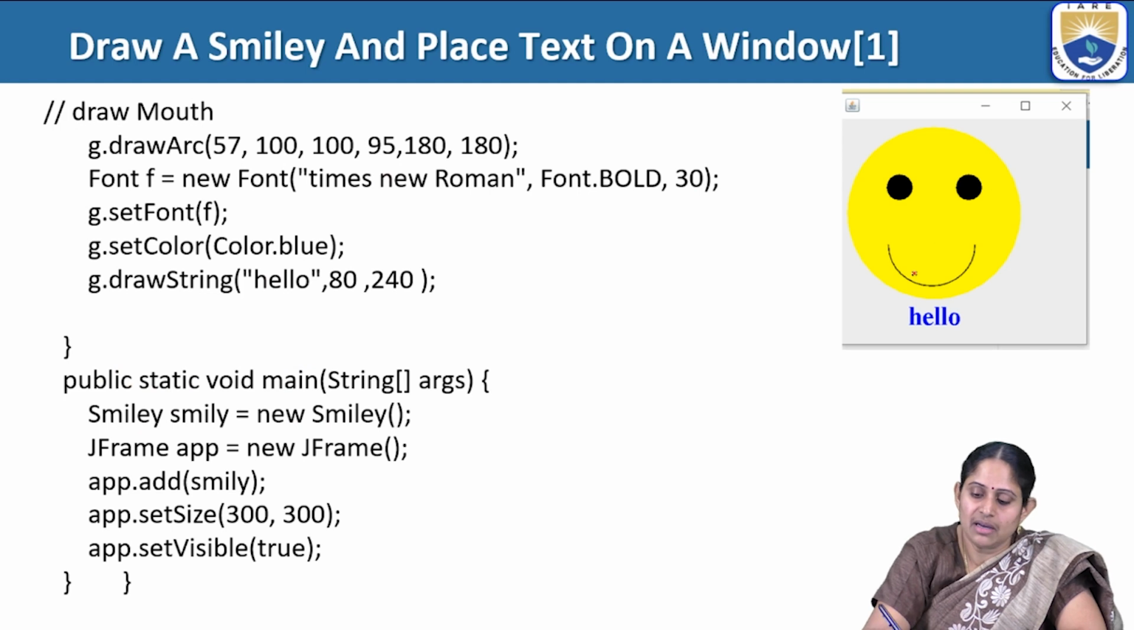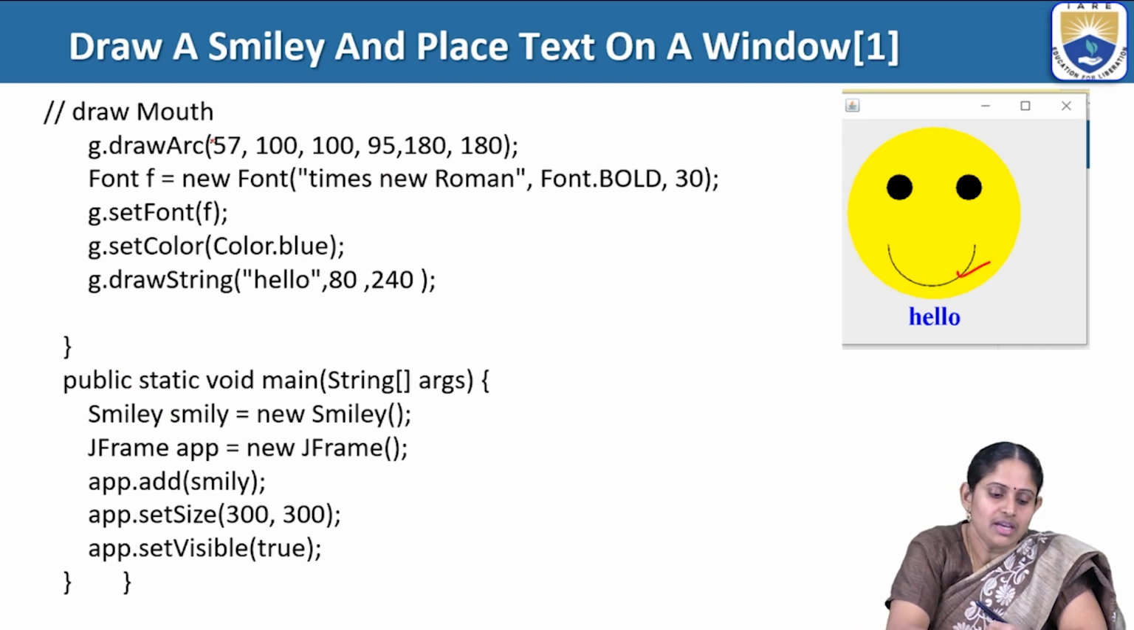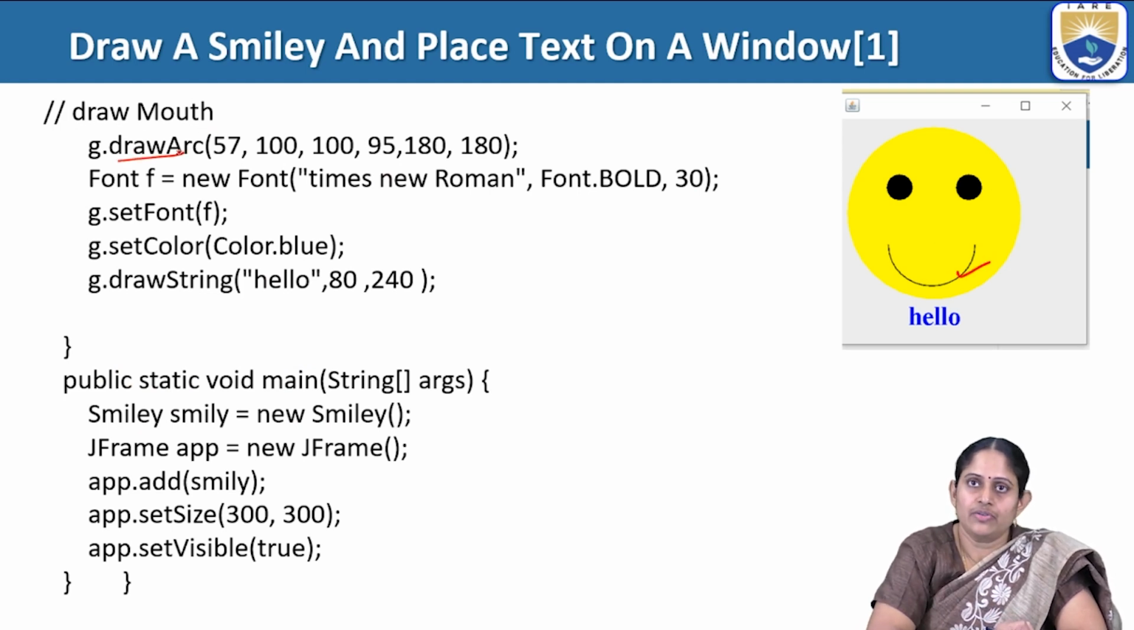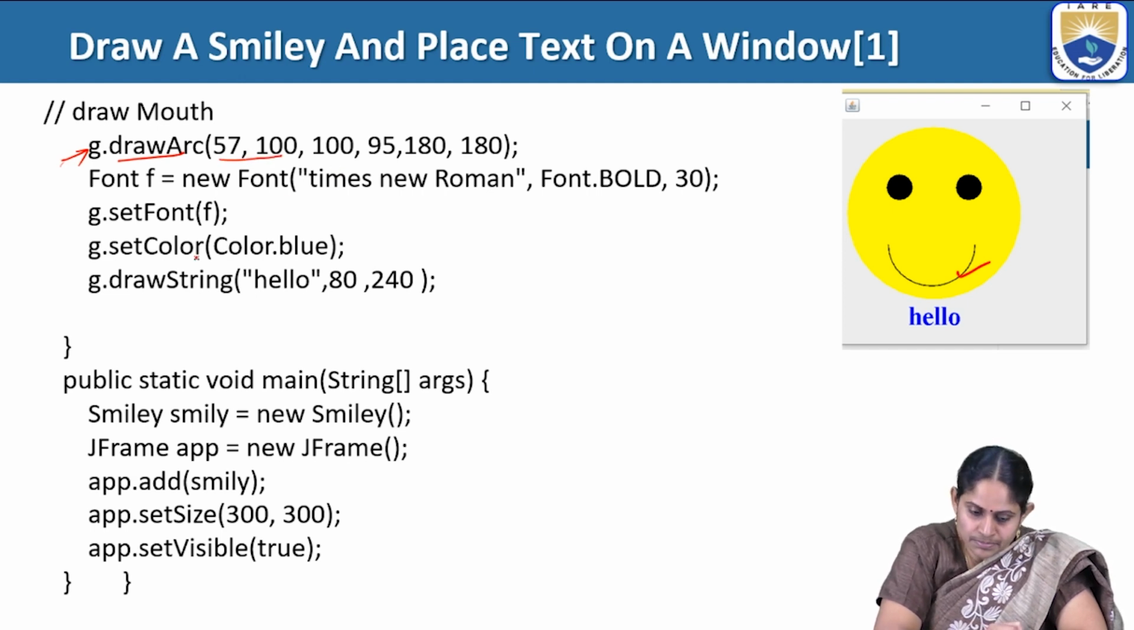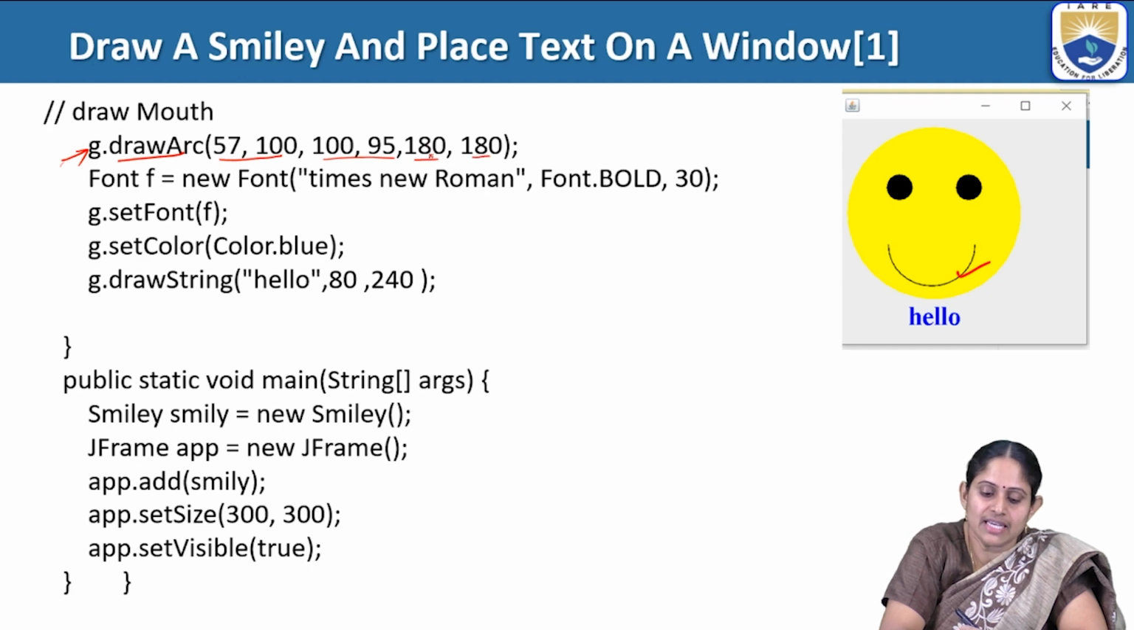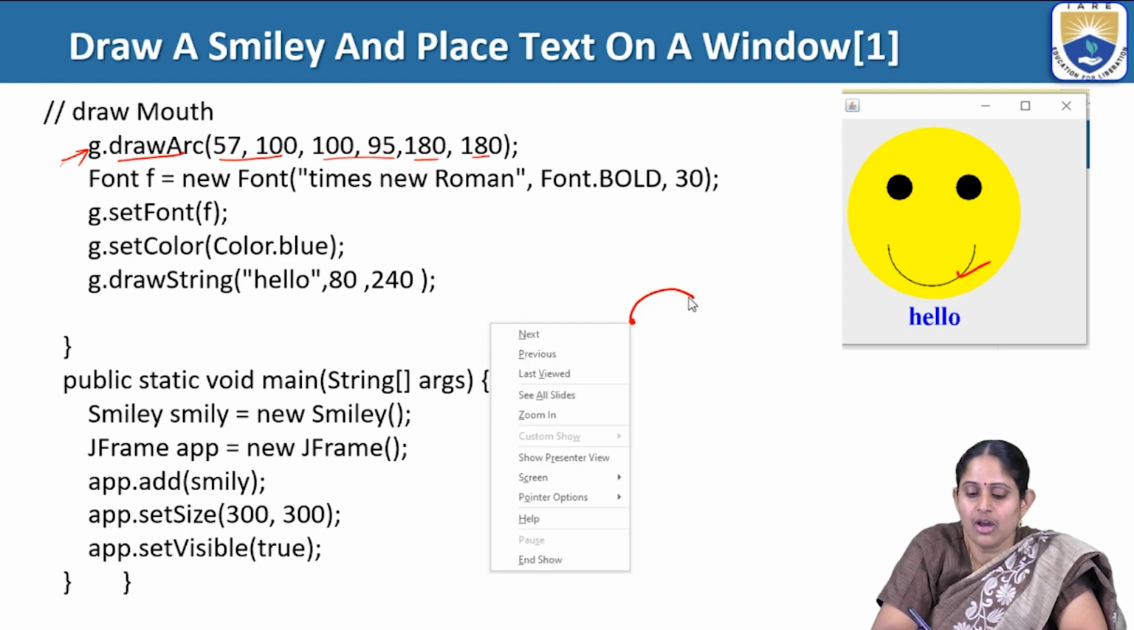Next we need the mouth. So to draw the mouth, we need an arc. To draw the arc, we have to call the drawArc method, which will start at 57, 0 and its length and breadth is 195. And since it is 180 by 180, this indicates the rotation. For example, if we start at this point and we go like this, then it will be positive.